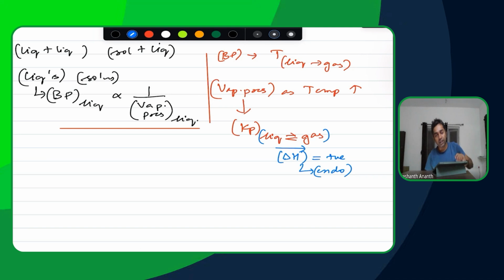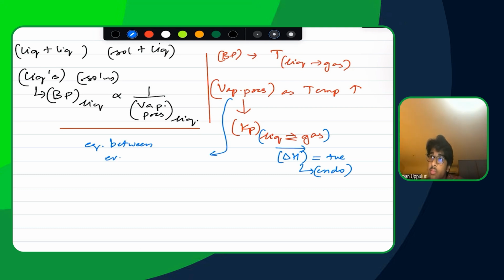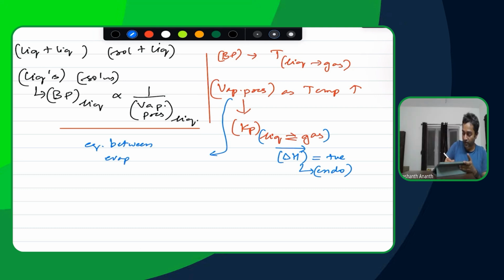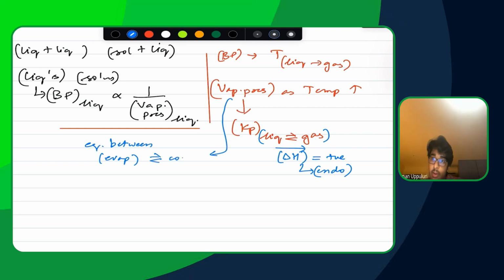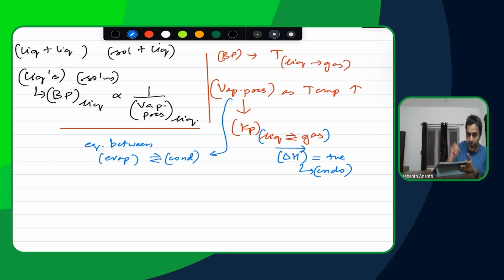There are lots of other ways of looking at the same thing. Let's now try to understand one other way. In this particular case here, this vapor pressure was basically the equilibrium between what and what? Liquid water and water gas. Basically, what processes? Evaporation and condensation.